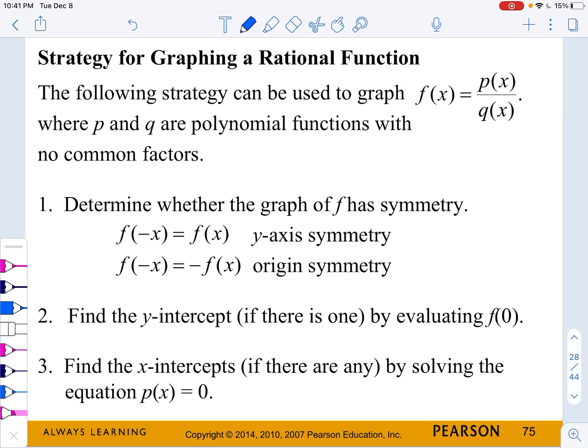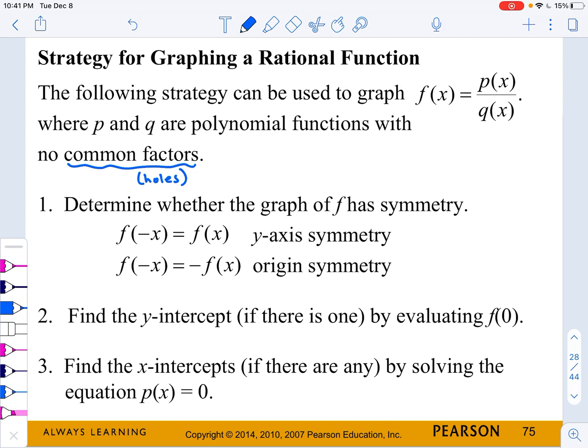So our strategies for graphing a rational function. It says the following strategy can be used to graph f(x) = p(x)/q(x), where p and q are polynomial functions with no common factors. Remember, if they had those common factors, that's where we were talking about those holes that might be located in the graph versus a vertical asymptote.